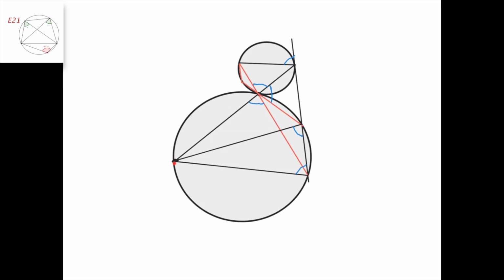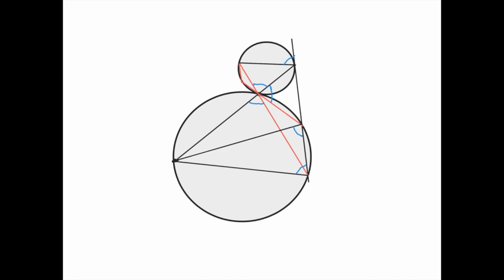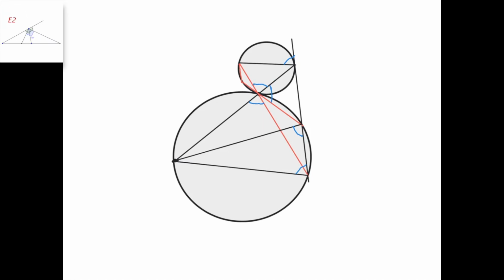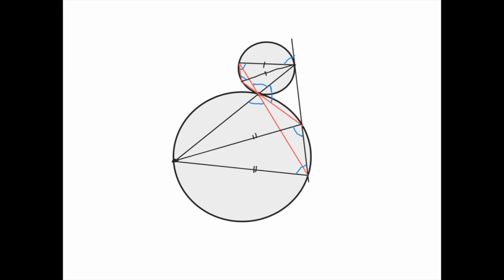Finally, because of the same cyclic quadrilateral here, we have that this angle equals this angle, because the sum of this and this is 180, and the sum of this and this is also 180. And here we have it. This angle equals this angle, and so this is an angle bisector, external angle bisector of this angle.